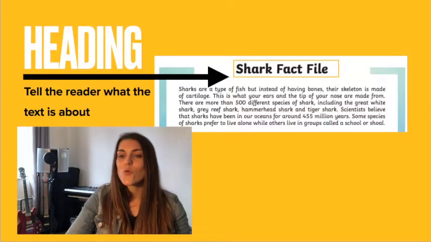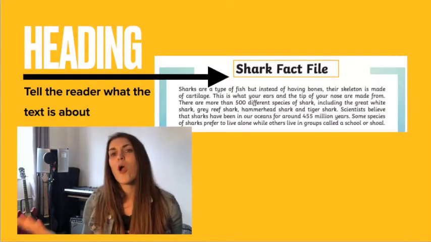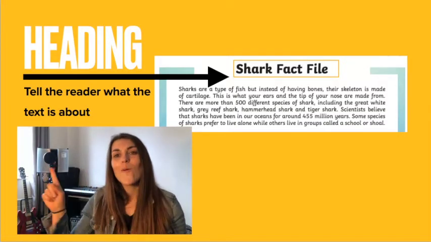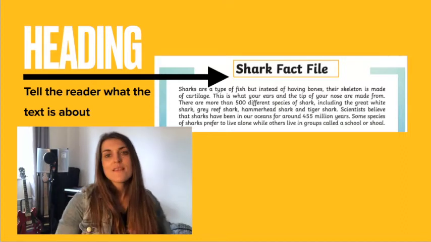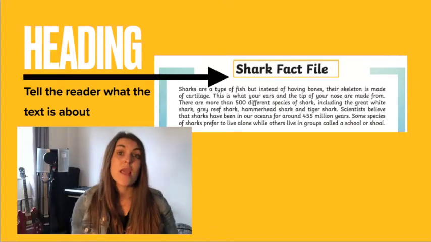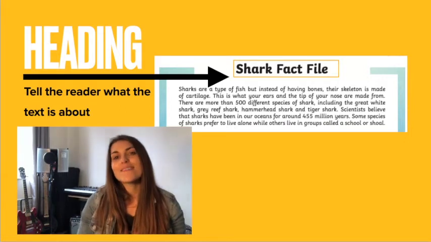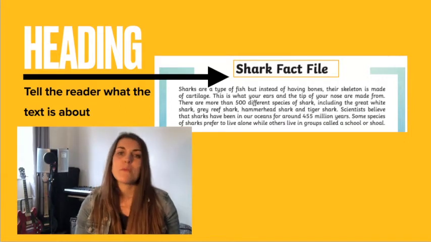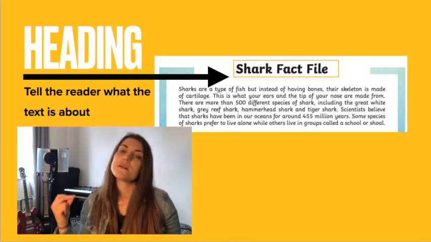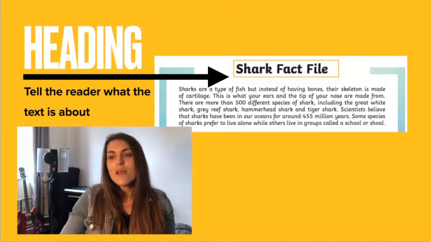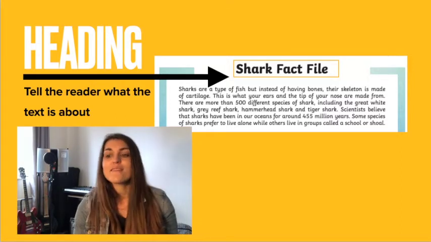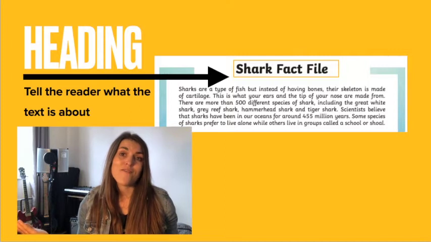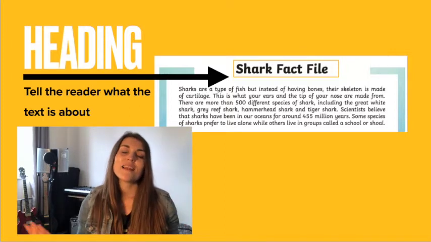So the first feature we're going to look at, nice and easy, hopefully you would have all got this one, our heading. That goes at the top of our text. It's nice and bold, it's nice and clear, it's usually a bigger font, and that tells the reader what the text is going to be about. So we don't want it to be too long, we want it to be nice and short and snappy. So the one we're looking at here is a simple shark fact file. So it is telling me exactly what I'm going to read.